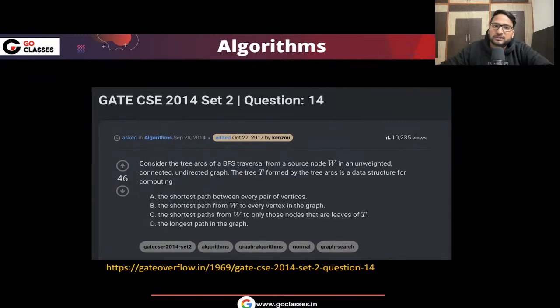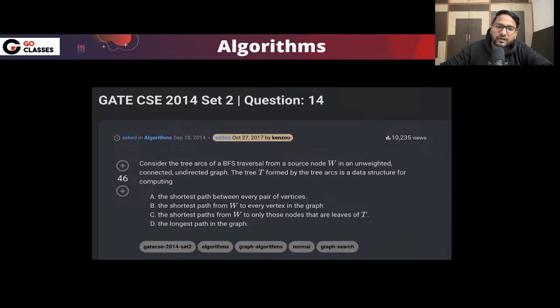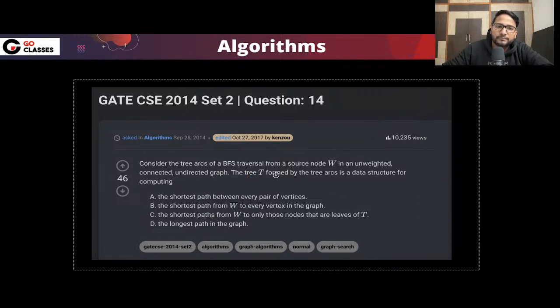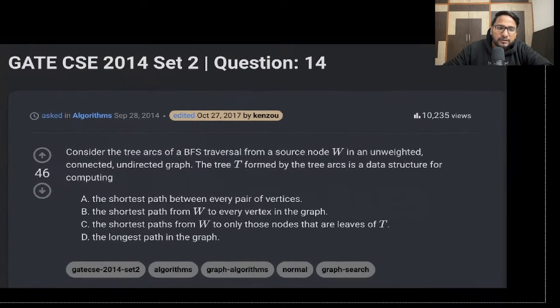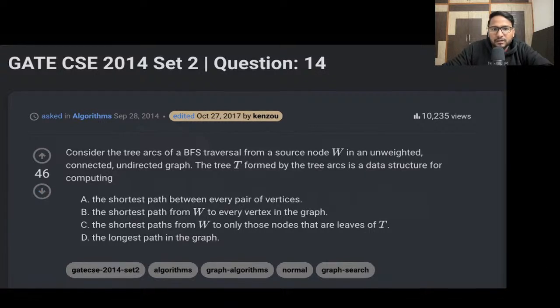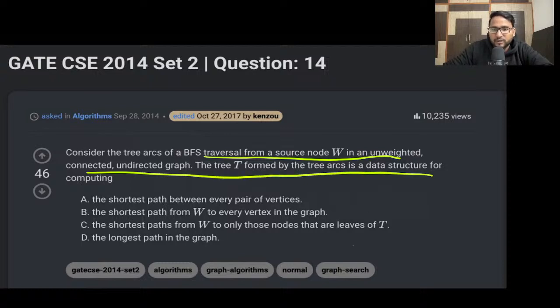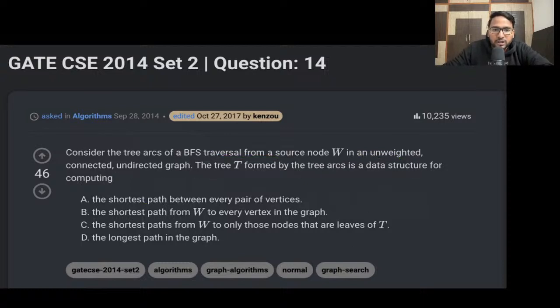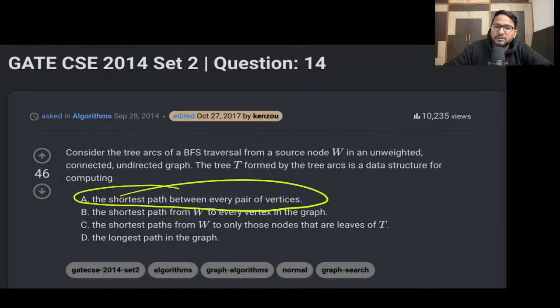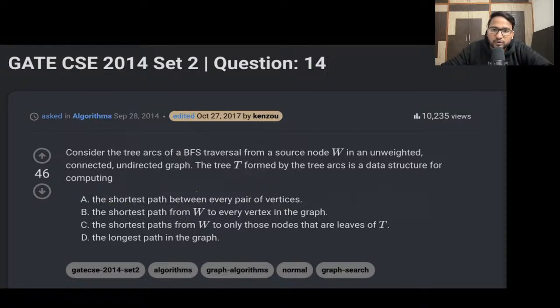Yeah, so let's go to this question and see what the answer is. Can you tell me what the answer is here? What they're saying is, consider the BFS traversal of an unweighted, undirected graph. Will the tree formed by computing BFS give the shortest path between every pair of vertices? Let's suppose you are starting with W, the source node. It will give the shortest path between every pair of vertices.